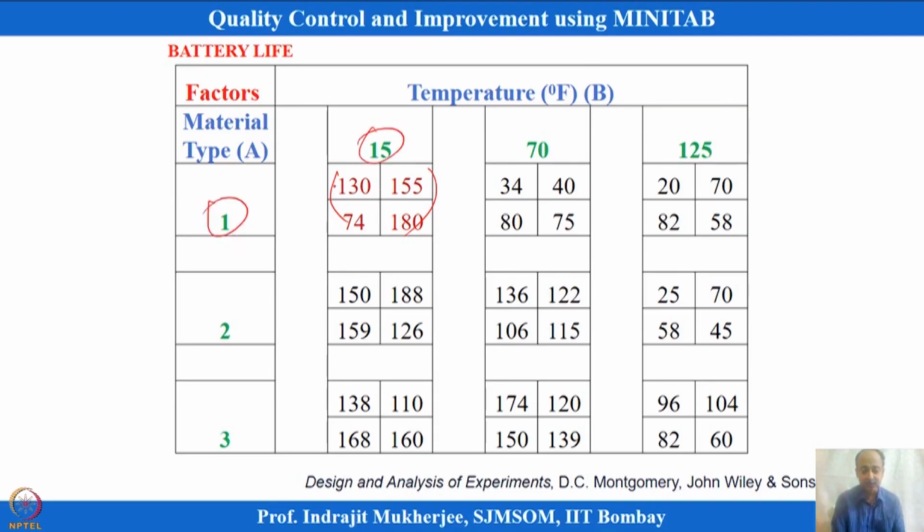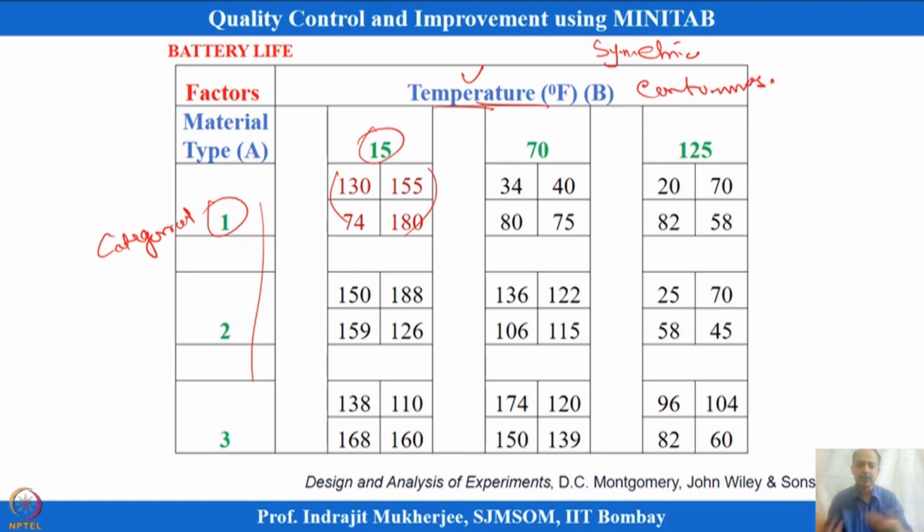In every trial, four replicates are collected, and also the number of levels of temperature and the number of levels of material type are the same. So, you can think of it as a symmetric design. Earlier one was asymmetric, this is a symmetric design, and one of the factors is categorical, but the other factor, temperature, is a continuous variable. Earlier both the factors were categorical.